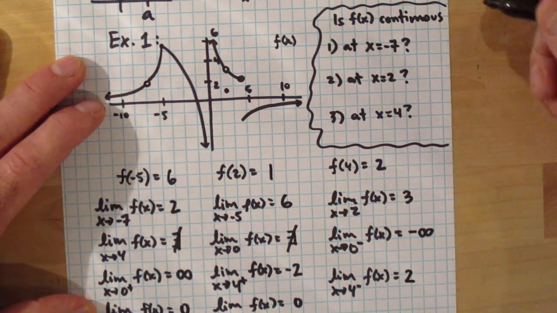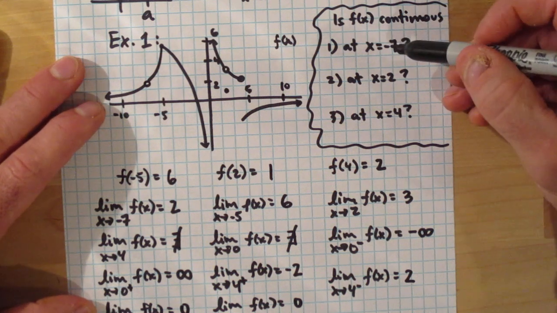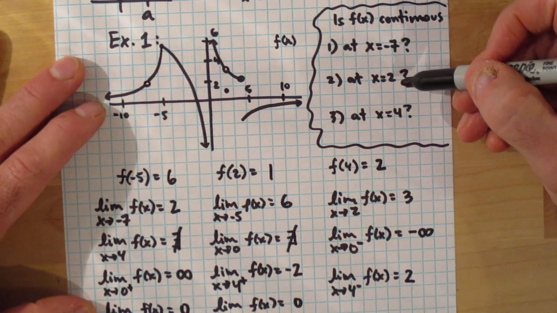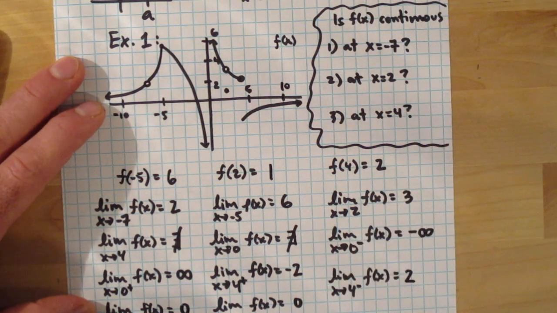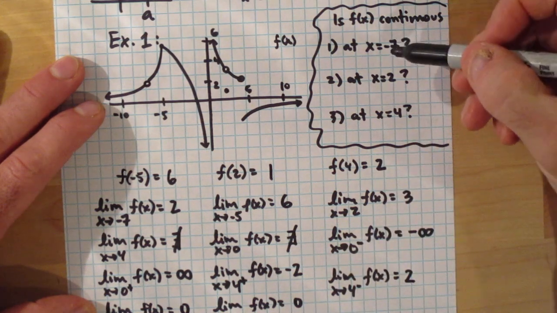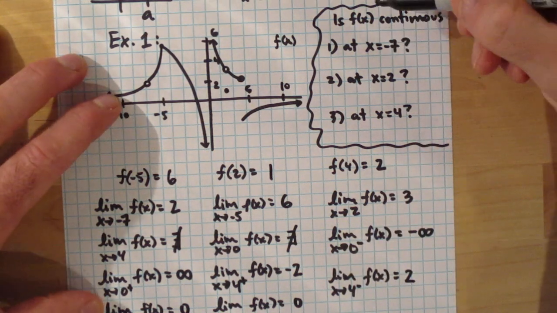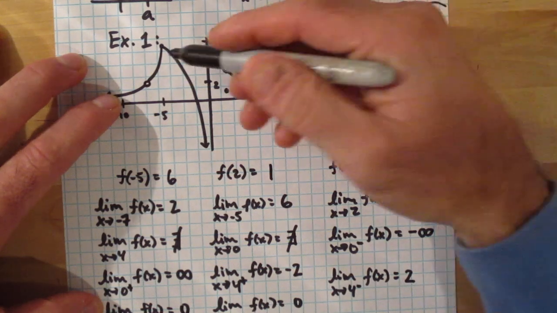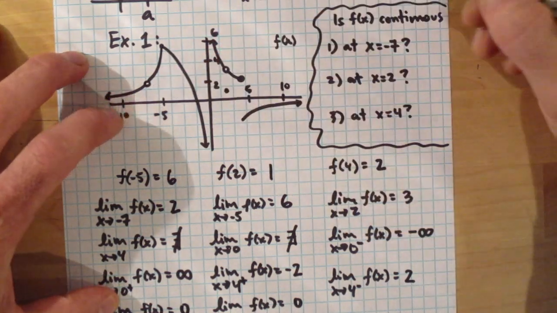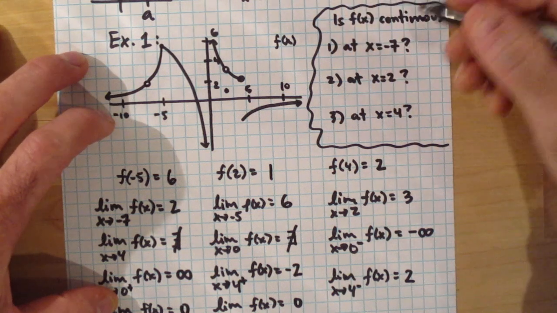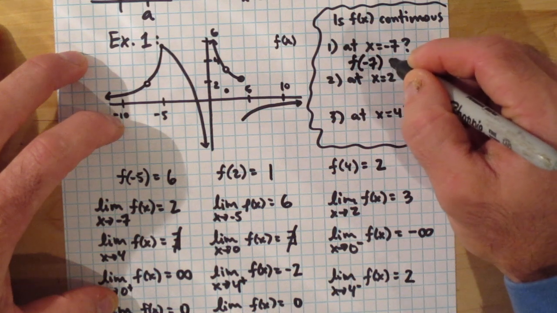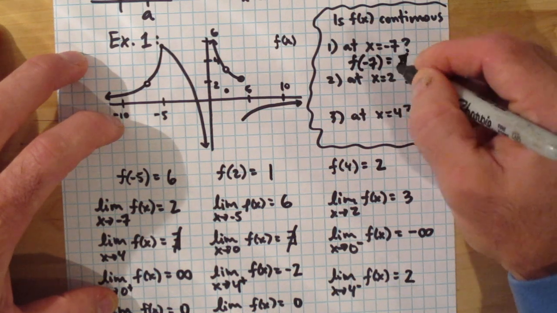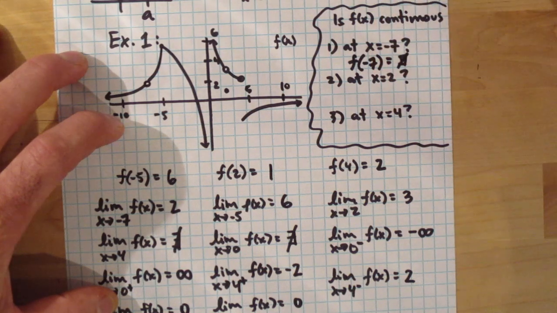Now let's look at continuity in each of these cases at x equals negative 7, at x equals 2, and at x equals 4. In each of these cases, f is not continuous at those values, but for different reasons. So at negative 7, requirement number 1, where the limit exists, is in fact true. However, f of a, or in this case f of negative 7, does not exist. Therefore, that's an infraction on that second checklist item for continuity.